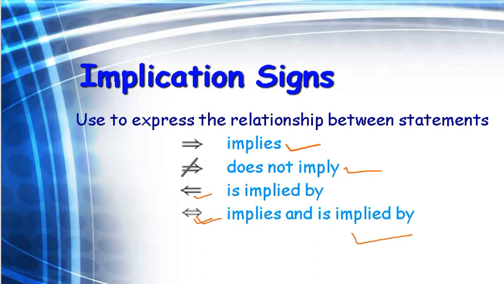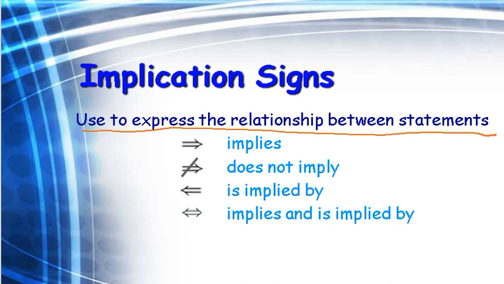Now the next one you see here, the implication sign. You know very well, my dear learners, this sign is used to express the relation between statements. It is used in mathematics, physics, wherever it is required. This sign is called implies. This sign is called does not imply, this sign is called implied by, and this sign is both implies and implied by.